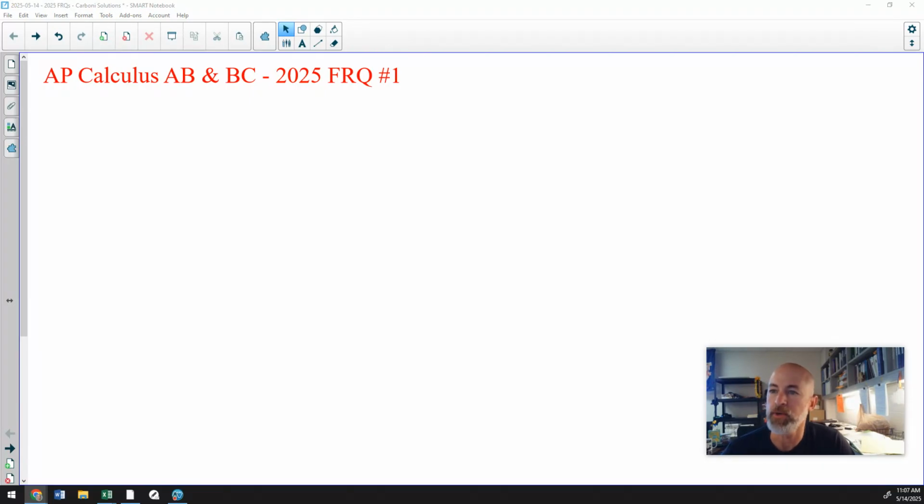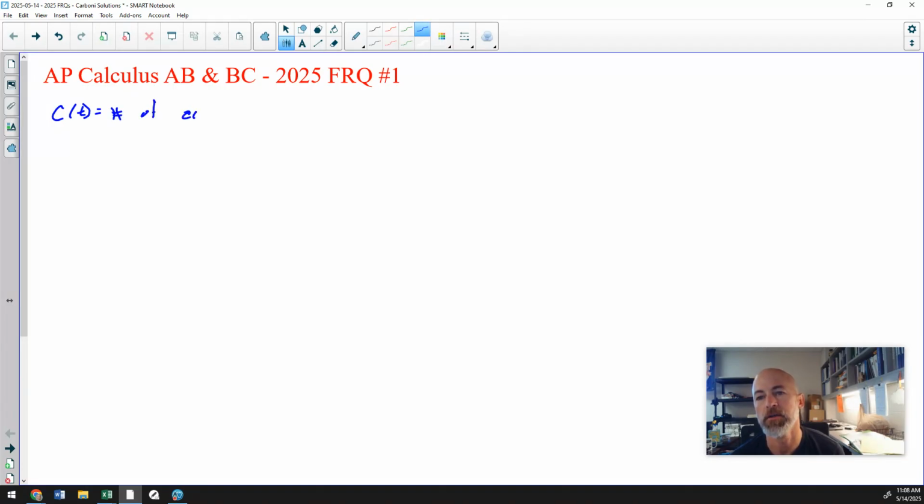All I know about this question is that it is a common question for AB and BC, and this is a calculator active question. So let's look at it. You'll see an invasive species of a plant appears in a fruit grove. It begins to spread. C is given there. It is the number of acres in the fruit grove. So I'm going to make a note to myself, C of T. So C of T is the number of acres in the fruit grove.